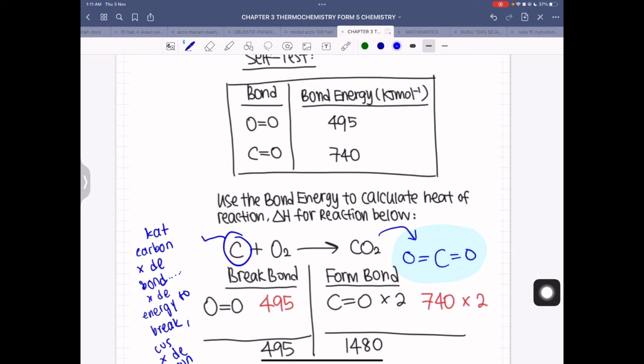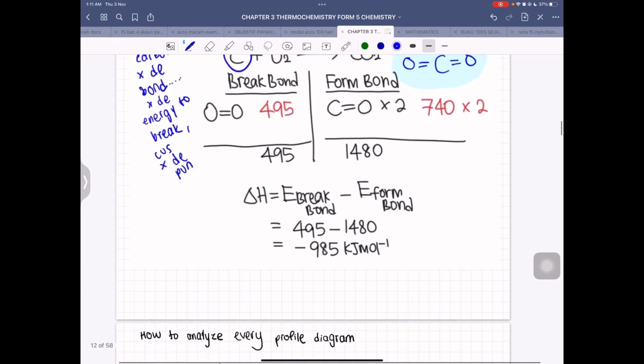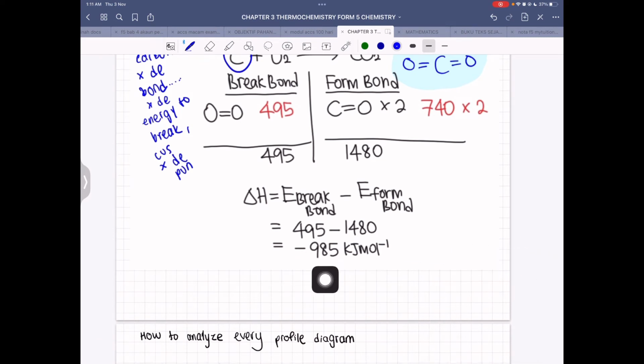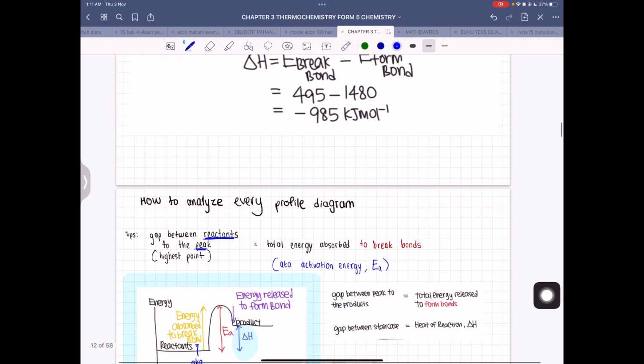Then later the carbon dioxide. So kita ada carbon dioxide and the bond is like this, right? So this means C dengan O ni bond dia akan jadi macam 740 times 2. So there's technically 2. Alright? So when there's 2, you just times 2. Then you just minus. So it's negative, so it's releasing heat. So it's exothermic reaction.